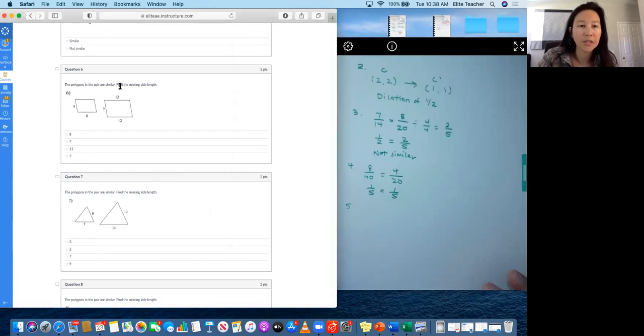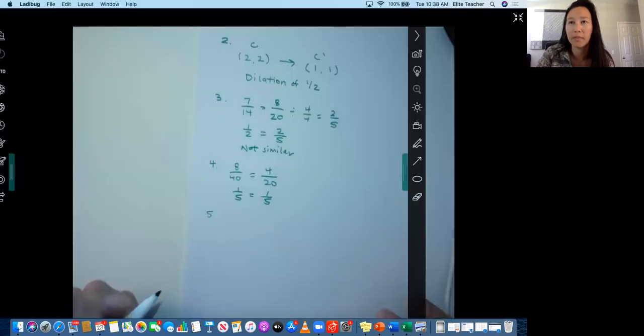Okay, number 6. So now we know they're similar. So now we just need to find the missing side length. So go ahead and try number 6 and send me what you get. And I'm going to restart my document camera.